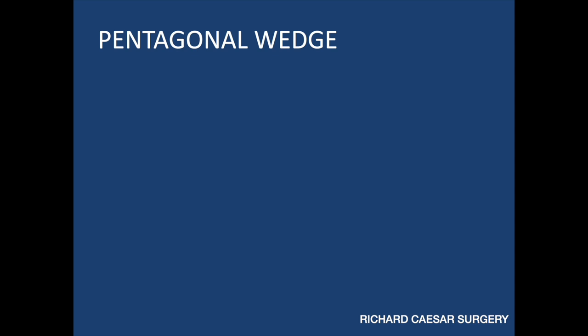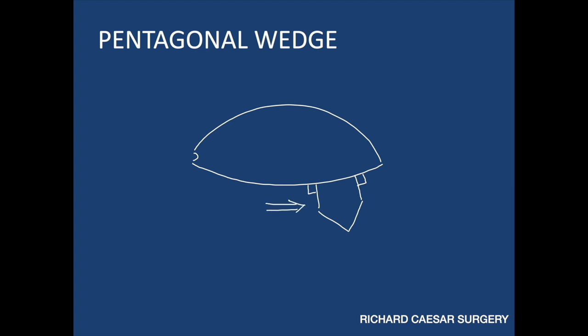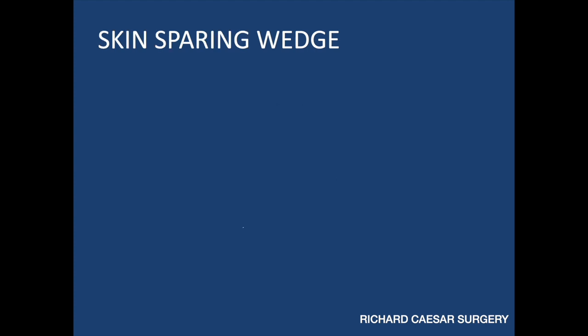You can, of course, shorten the lid rather than by pulling outwards. You can shorten a lid by pulling inwards. And a traditional pentagonal wedge placed in the lateral third will shorten a lid very effectively. It's nothing like as popular now as the lateral pull from a tarsal strip, but it's still very effective. A modification of this, which does have a place in ectropion repair, is the skin sparing wedge.